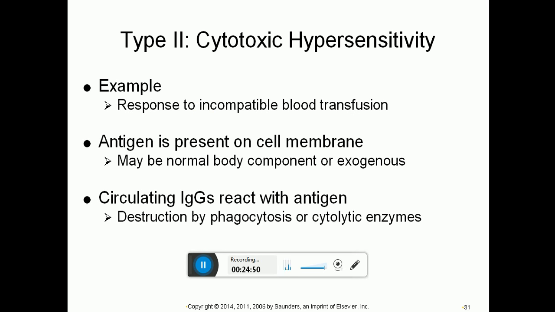Type 2 or cytotoxic hypersensitivity reactions. This is, for example, a response to an incompatible blood transfusion. So what happens is that your body has pre-made antibodies, and then you get the wrong blood in. The antigen and the antibody react together, and the antibody will destroy that antigen. And this is caused by the circulating IgGs.